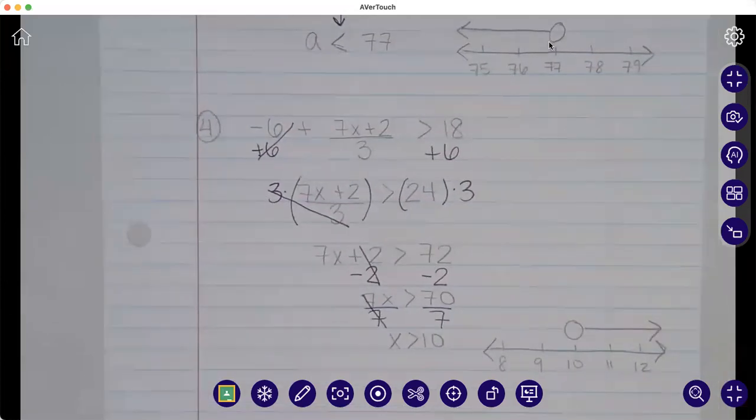Okay. Go ahead and double check your work and see how you did on number 4 before we move on to our next problem.